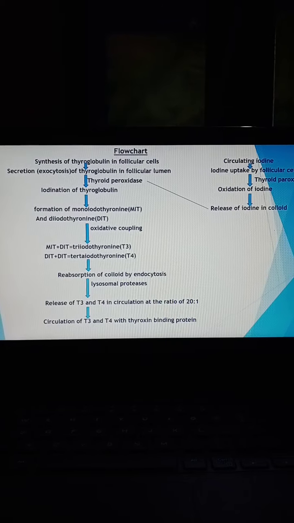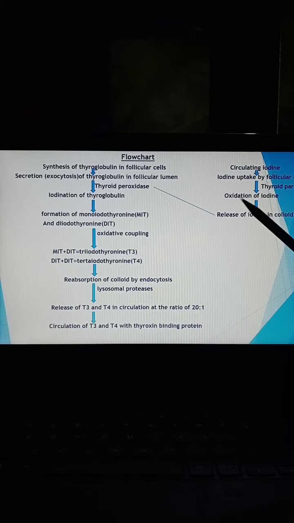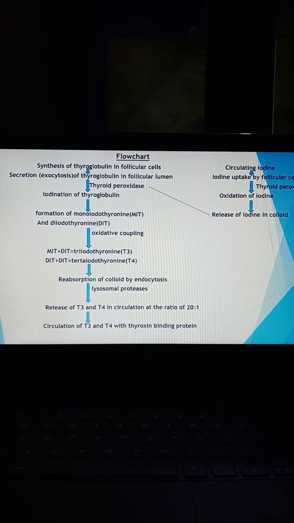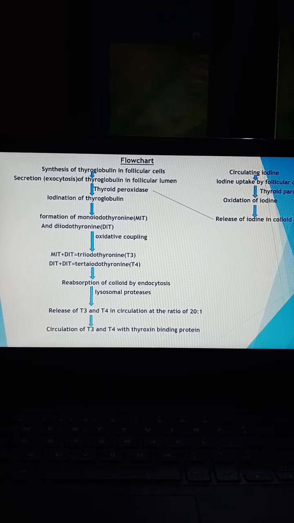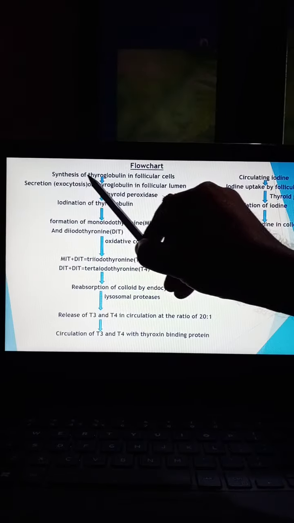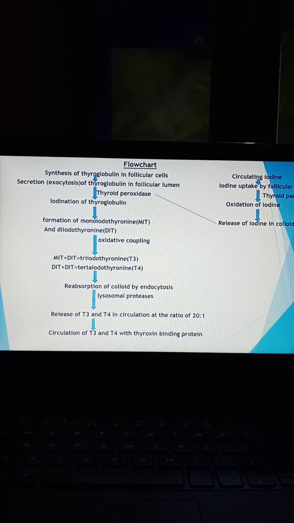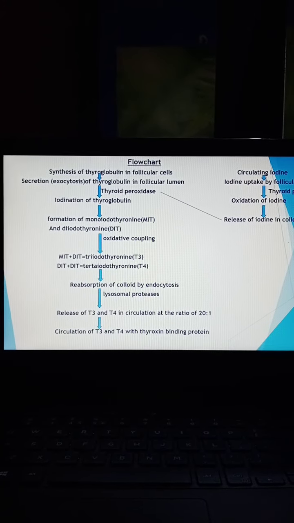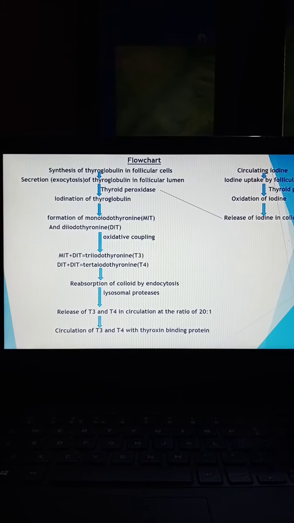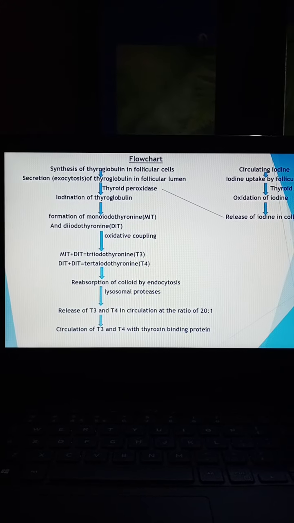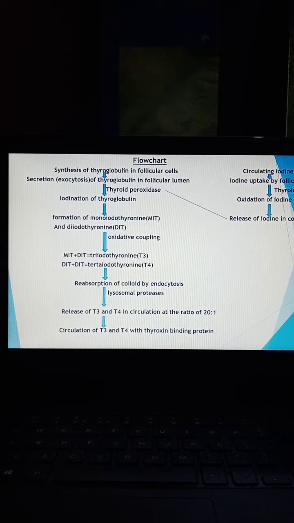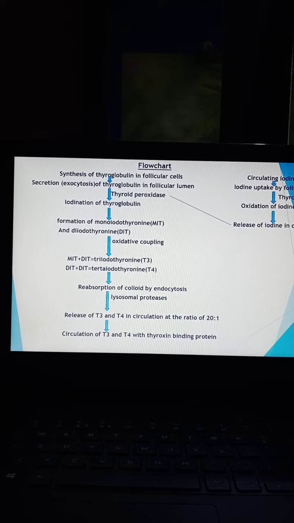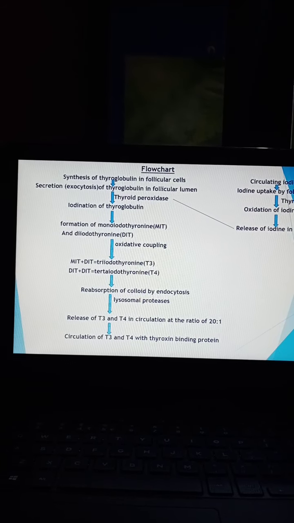Now we learn the synthesis of thyroid hormone in this flow chart, starting with the first stage, that is the synthesis of thyroglobulin. What is this? The synthesis of thyroglobulin in follicular cells takes place in the granular endoplasmic reticulum and is packed into the secretory vacuoles in the Golgi complex. The vacuoles travel to the luminal surface where they release thyroglobulin into the follicular cavity by exocytosis.